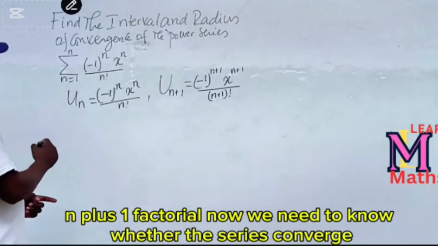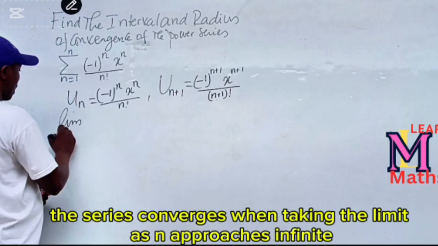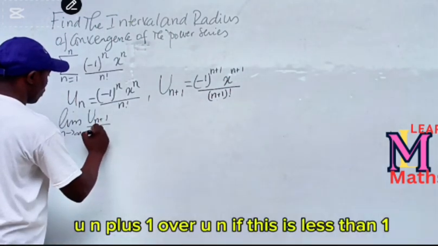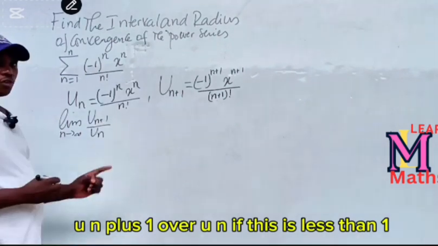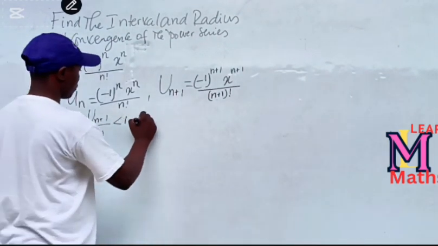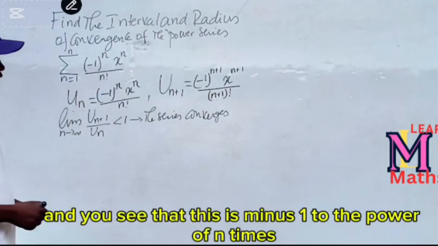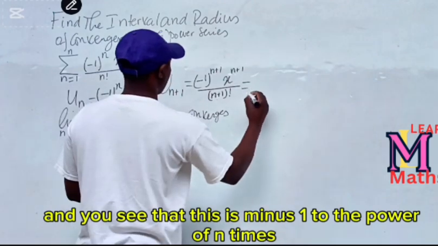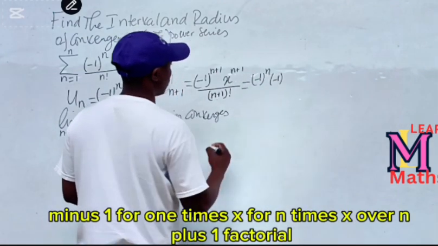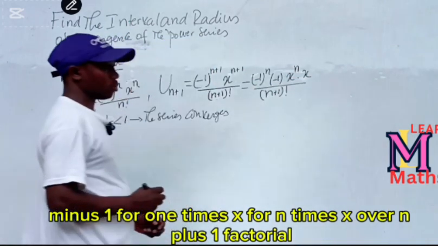Now, we need to know whether the series converges. The series converges when, taking the limit as n approaches infinity of u_(n+1) over u_n, this is less than 1. Okay, let's evaluate the limit. You see that this is (-1)^n times (-1) times x^n times x over (n+1) factorial.